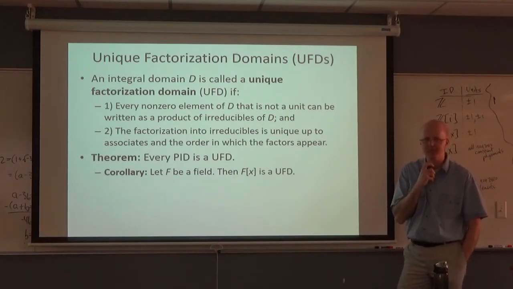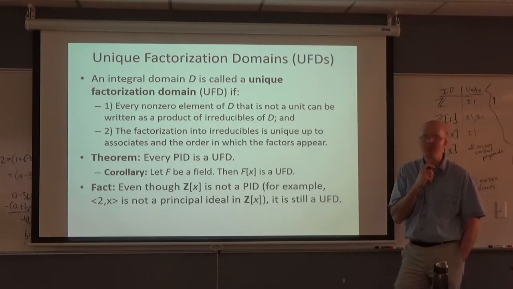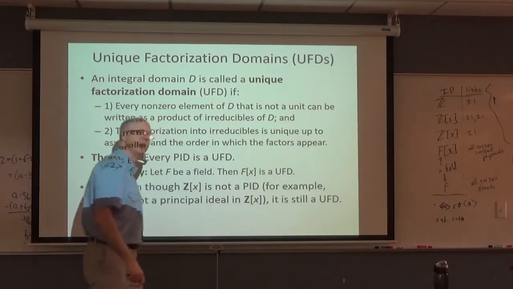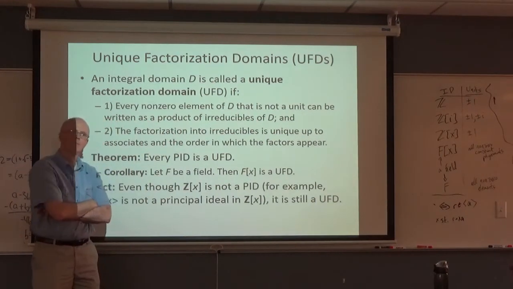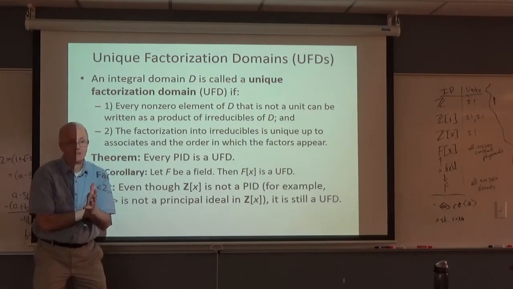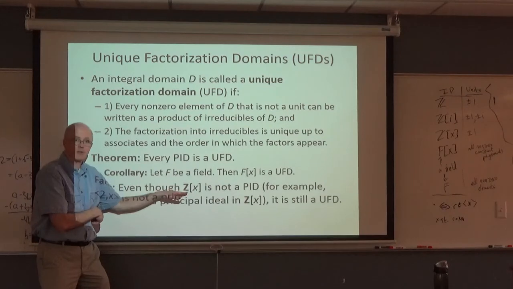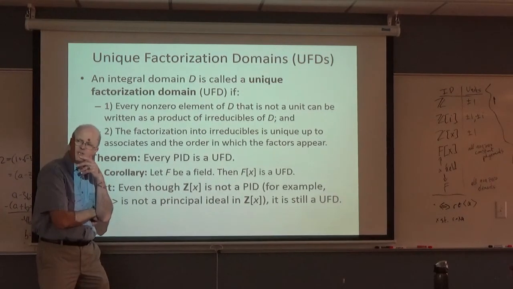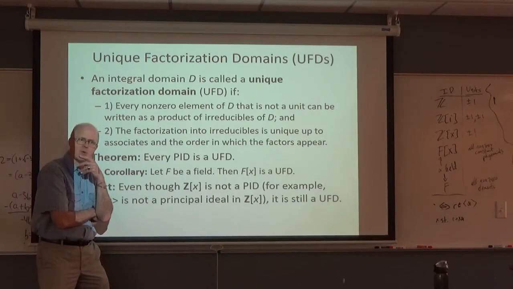Here's something worth knowing, though, that's kind of a contrast. Z[x] is actually not a PID. Z is. The integers are definitely a principal ideal domain. But the ring of polynomials with coefficients in Z is actually not a PID. I don't know if we've mentioned an example of something that was not a PID before.